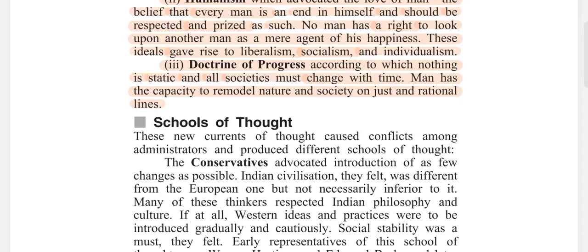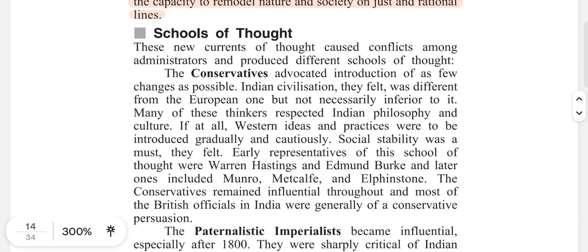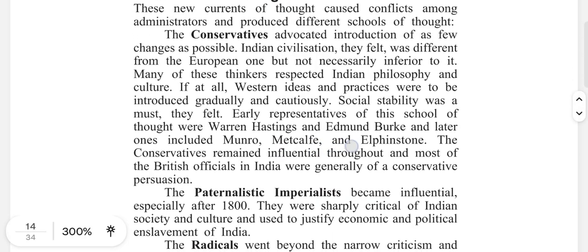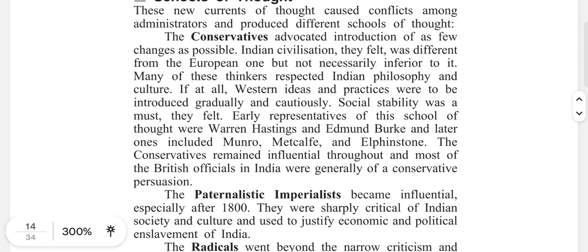Schools of thought. These new currents of thought caused conflicts among administrators and produced different schools of thought. The conservatives advocated introduction of as few changes as possible. Indian civilization, they felt, was different from the European one but not necessarily inferior to it. Many of these thinkers respected Indian philosophy and culture. If at all, Western ideas and practices were to be introduced gradually and cautiously. Social stability was a must, they felt. Early representatives of this school of thought were Warren Hastings and Edmund Burke, and later ones included Munro, Metcalfe, and Elphinstone. The conservatives remained influential throughout, and most British officials in India were generally of a conservative persuasion.